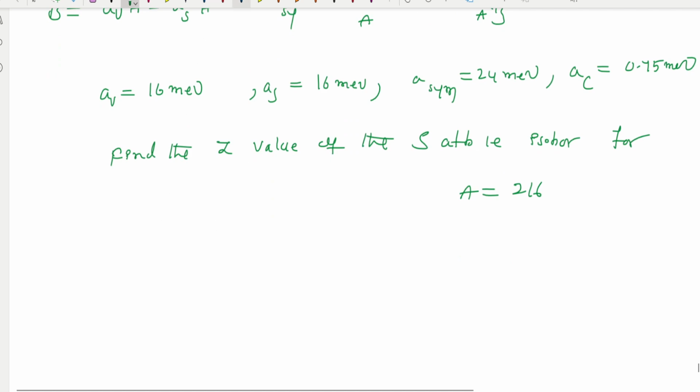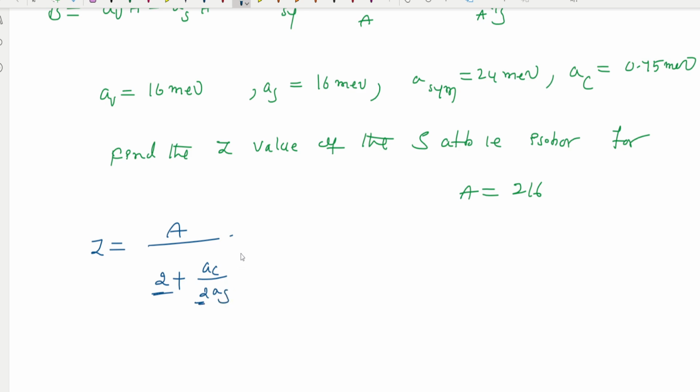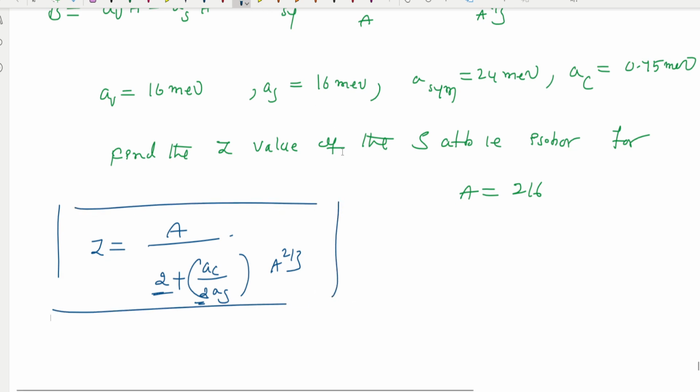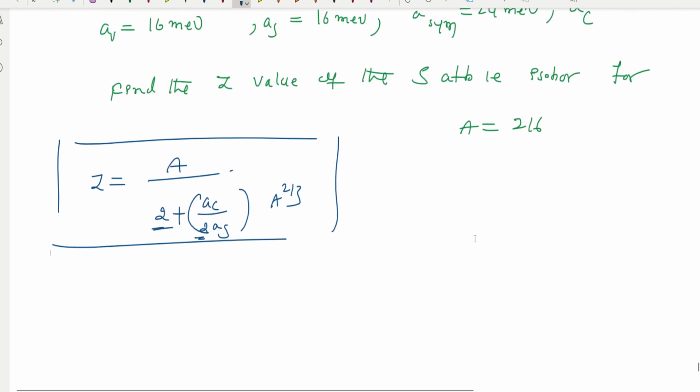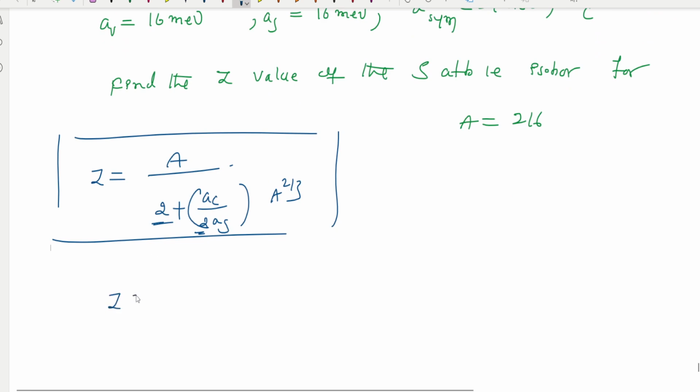So if you look at this formula, Z equal to A by 2 plus AC divided by 2 for the stable isobar. In case you want to quickly remember in the CSIR NET exam duration, here 2 is there, here also 2 is there. Okay, remember this. Here A is there, here A is there, 2 divided by 3. So this is the trick. So I'm going to directly substitute these values. They are giving all the values. Okay, they want the Z value.